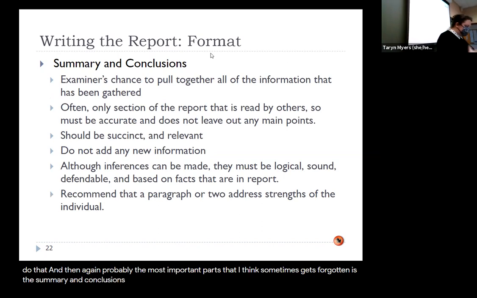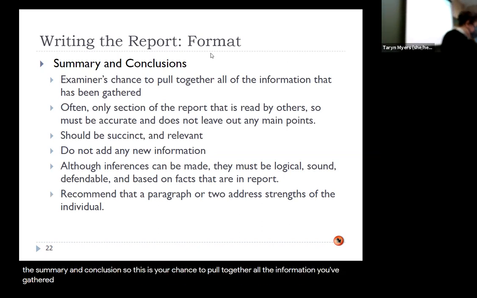And then again, probably the most important part that I think sometimes gets forgotten is the summary and conclusion. So this is your chance to pull together all the information you've gathered. And this is sometimes the only section of the report read by others.